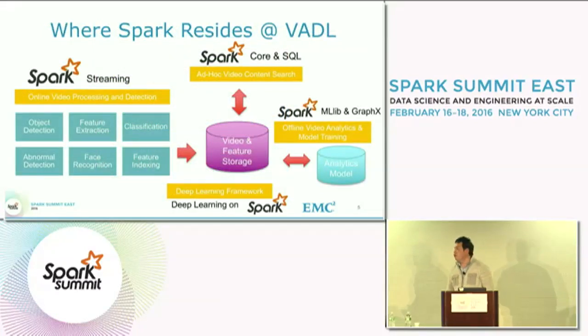In VADL, we use Spark quite a lot. We use Spark Streaming for online video processing and detection. We use Spark Core and SQL for ad hoc video content search. And we use Spark machine learning libraries for offline video analytics and model training. Recently, we started to try out various deep learning on Spark frameworks to run our deep learning image processing algorithms.